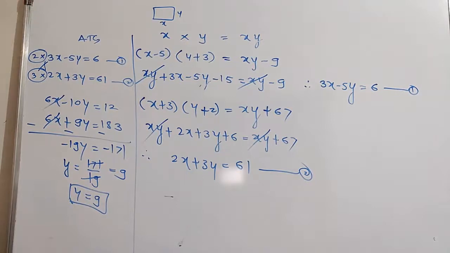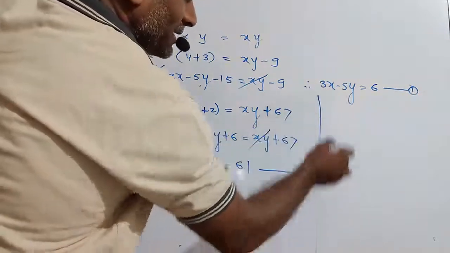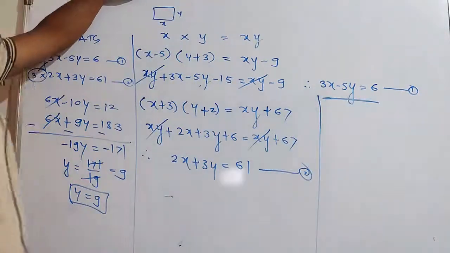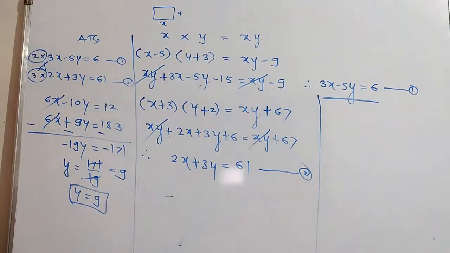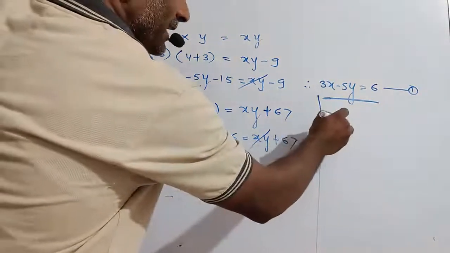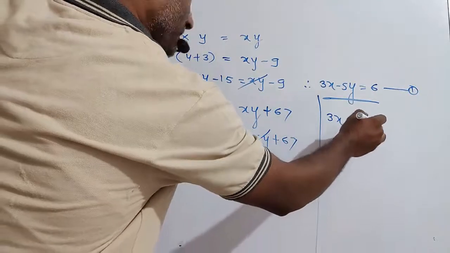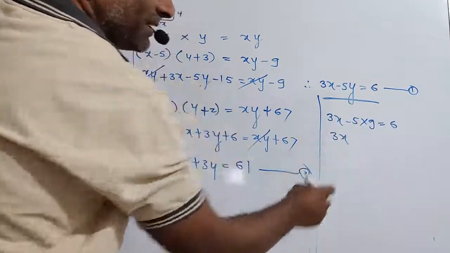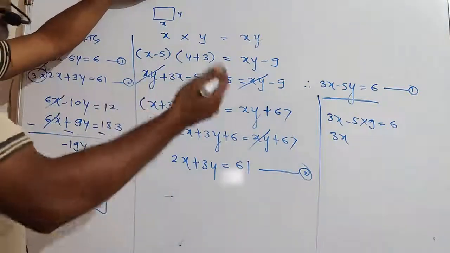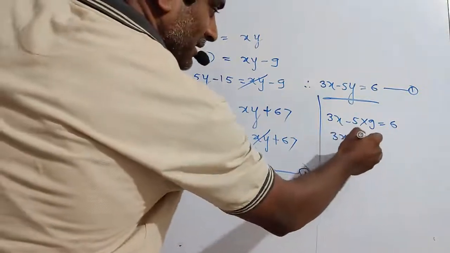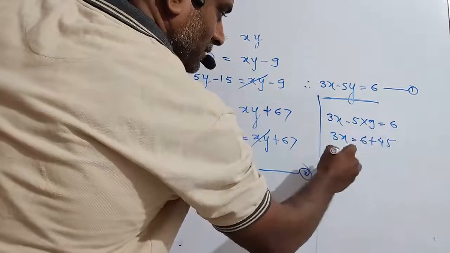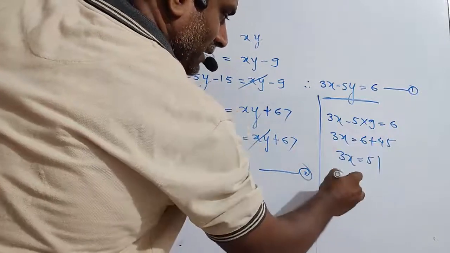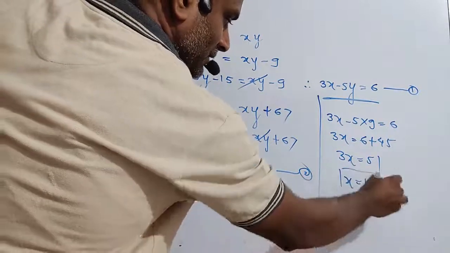Okay. Now this value of y we can substitute in any of the equations. We have the equation 3x minus 5y is equal to 6, where we will substitute the value of y. So it will be 3x minus 5 into 9 is equal to 6. So 3x minus 45, 45 will become plus on that side. So 6 plus 45, so 3x is equal to 51. So x is equal to 17.